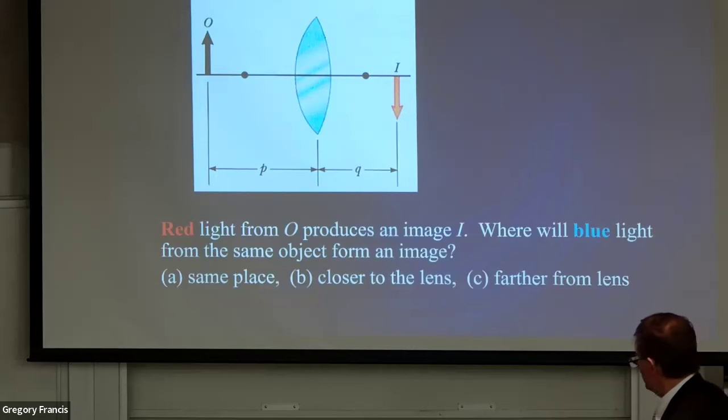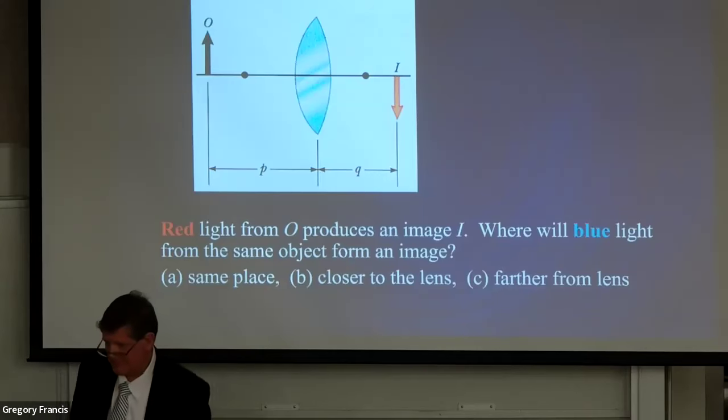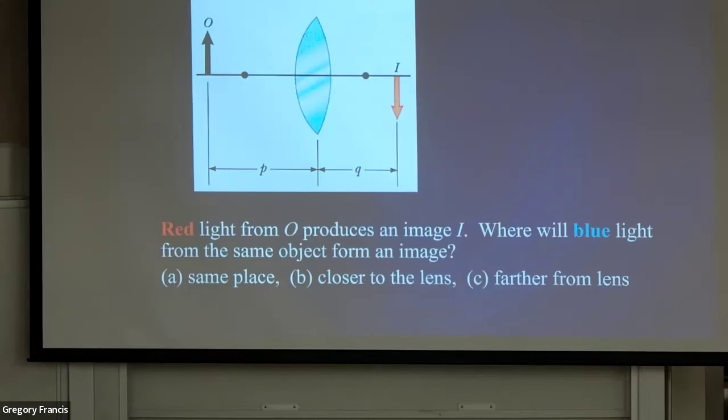where will the blue light that comes from that object be focused? Knowing what we know from last lecture on optics, is it going to be in the same place, closer to the lens, further from the lens? Let's use our clicker again. Okay, last call.